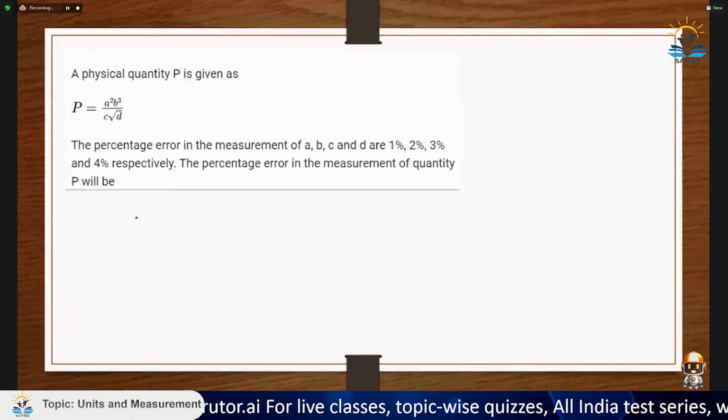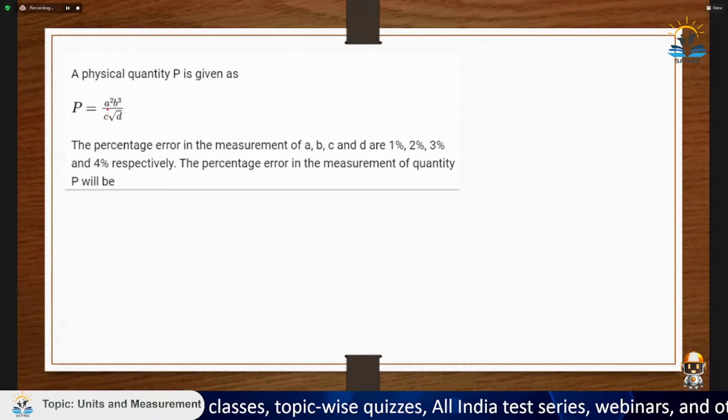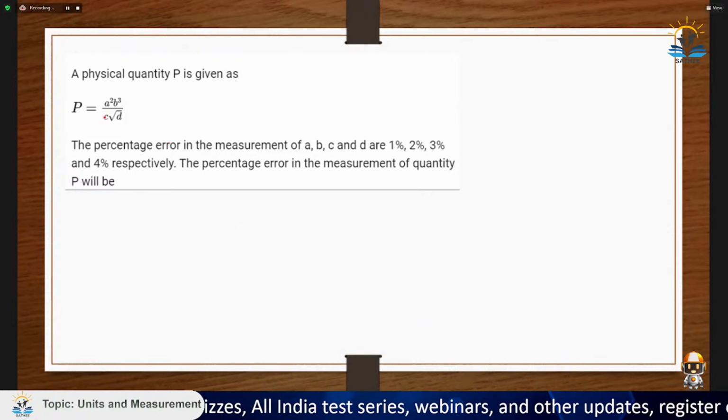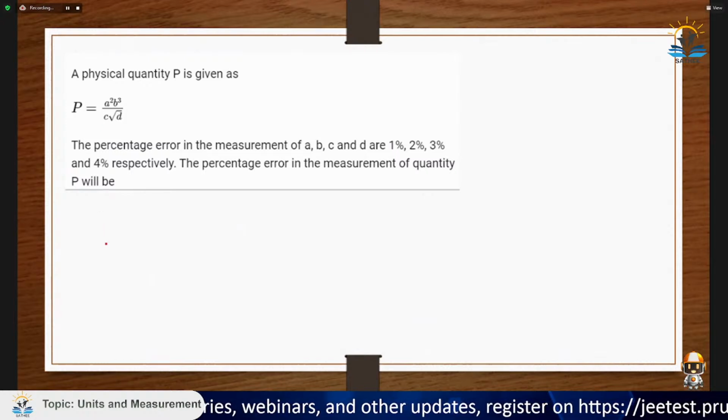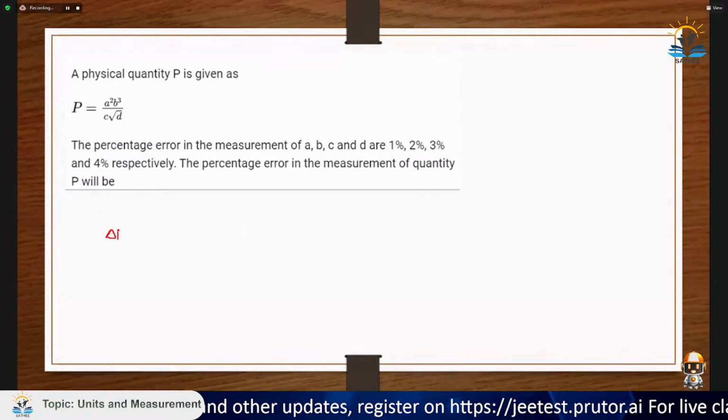Let's move ahead. Okay, so in this question, the physical quantity is given to me as a squared b cubed upon c root d, and percentage errors are given to me, and I need to calculate the percentage error in P. This question is a very, very common question in JEE Mains. It is asked again and again. So this will be done in the same way. I will calculate the relative error and then multiply it by 100.